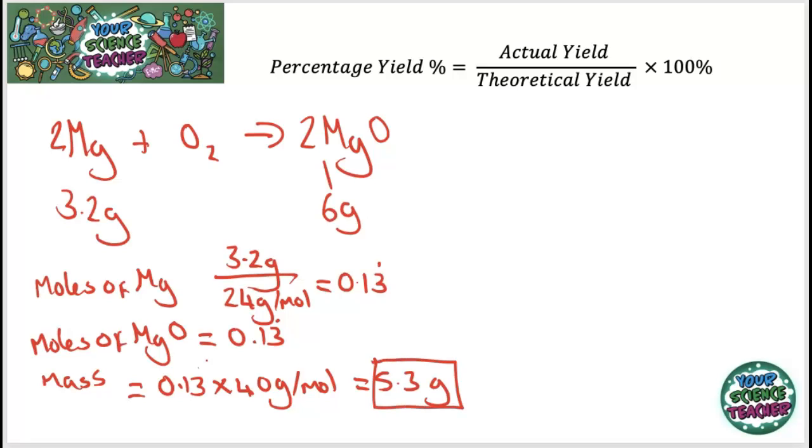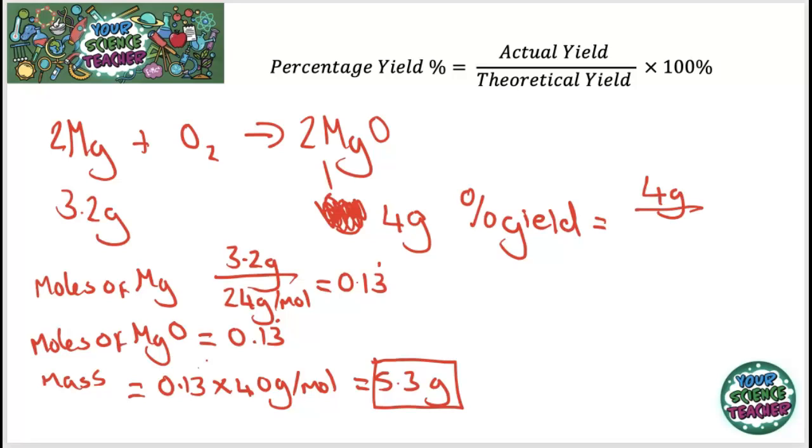So you can see up here, I chose 6 grams at the start, that was a bad idea, let's scrub that off. Imagine we actually get 4 grams of magnesium oxide. Now I can work out my percentage yield by doing the actual yield, which we got to be 4 grams, divided by my theoretical yield, which is 5.3 grams, and then timesing it by 100 to put it into a percent. And that gives me an answer of 81.1%.